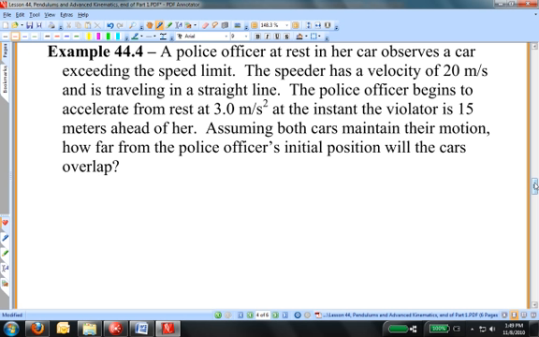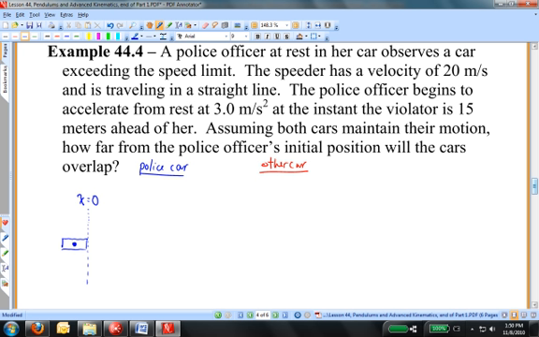What I want to do is sketch a bird's eye view of this situation in which I show the police car, which I'm going to represent in blue, since police cars have blue flashing lights, and the other car, being looked at side by side. Since the question asks how far from the police car's initial position the cars will overlap, in other words where they will be side by side, I'm going to set the origin of my coordinate system to be where the front of the police car begins its motion.